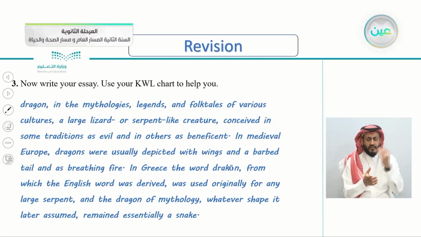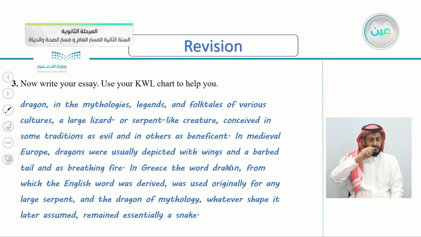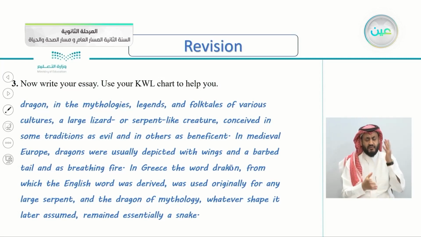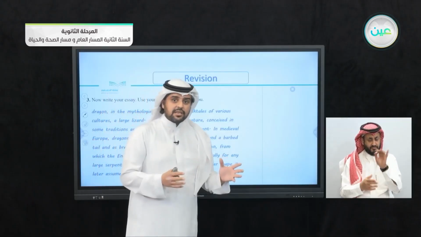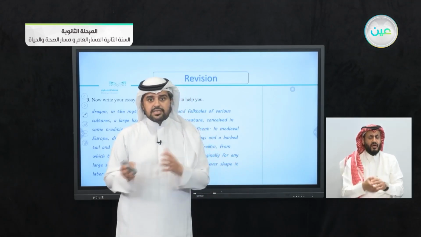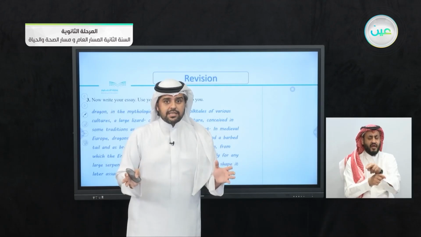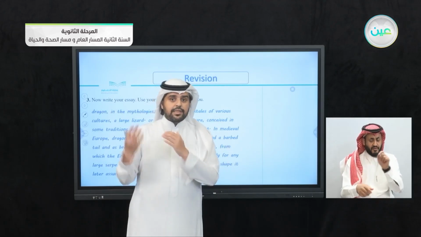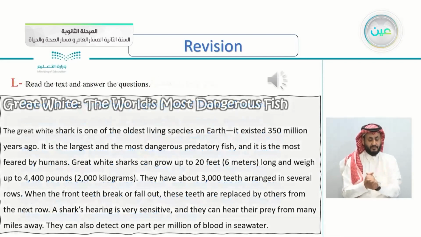In medieval Europe, dragons were usually depicted with wings and barbed tail and as breathing fire. In Greece, the word drakon, from which the English word was derived, was used originally for any large serpent, and the dragon of mythology, whatever shape it later assumed, remained essentially a snake. So this is the essay that I have chosen to write about dragons. You can choose any mythical creature, dragons, hydras, or Bigfoot, then complete the KWL chart, then write this essay.